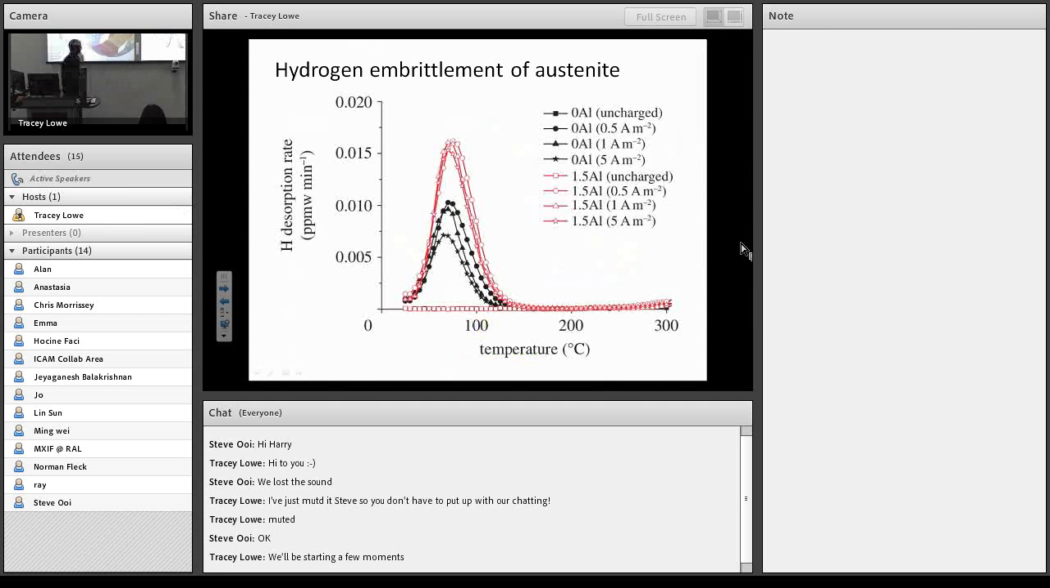Okay, so the first thing is we took two samples, one with aluminium and one without aluminium. And for reasons which are not clear, the one which is less susceptible to hydrogen actually absorbed more hydrogen. So we cannot say that aluminium reduces the absorption of hydrogen by the steel, and therefore that's the answer. Okay. So I don't know why this happens, but it happens.